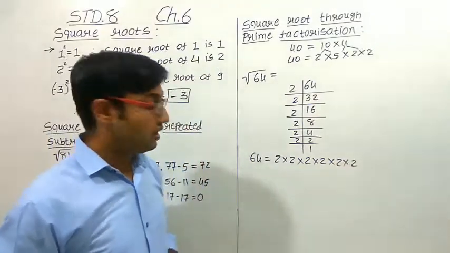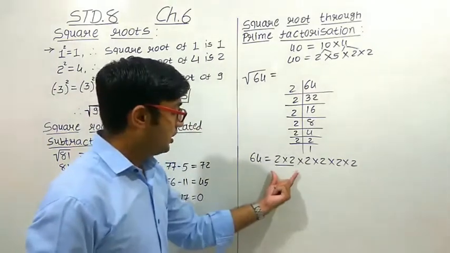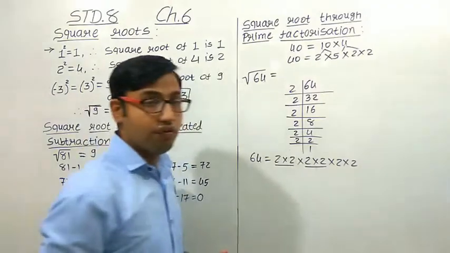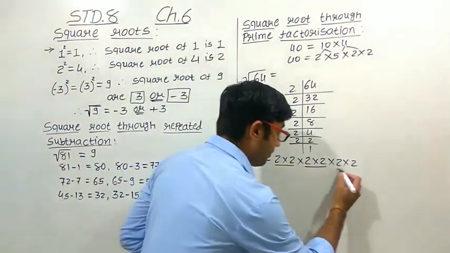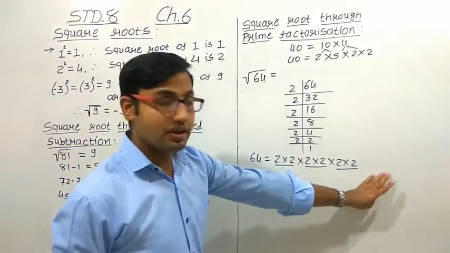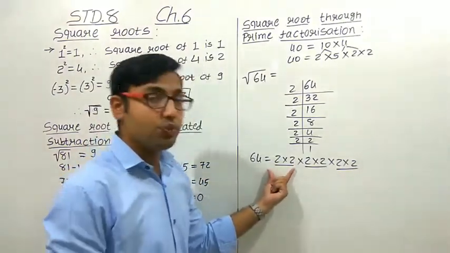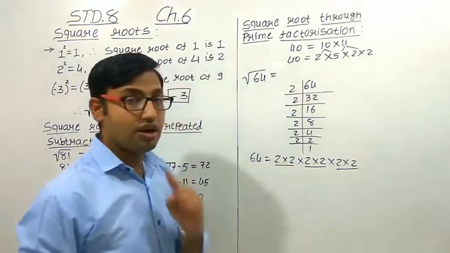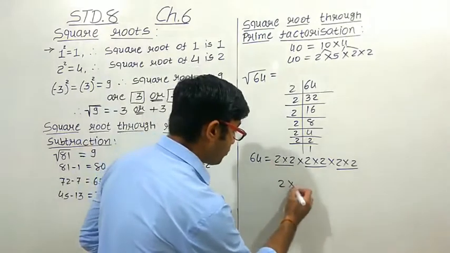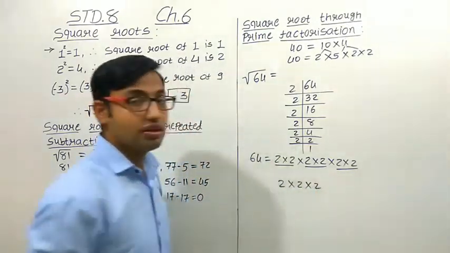Now what we have to do? See, we have to make pairs of the same factors. Here we make a pair of 2, again we make a pair of 2, and here again a pair of 2. See, no factor remains, right? We get 3 pairs. Out of each pair we have to select one number. From this pair we get the 2, from this pair also we get one number, and from this 2 we get another number.